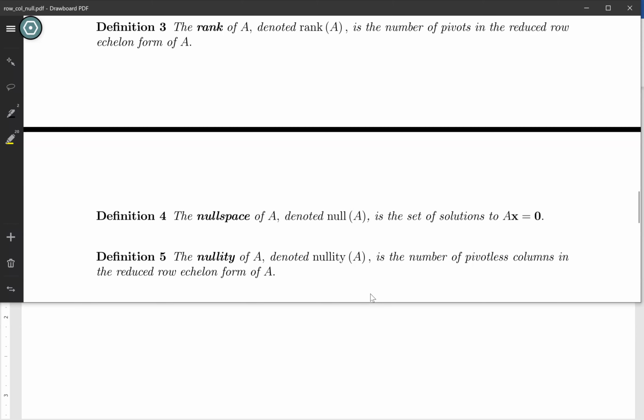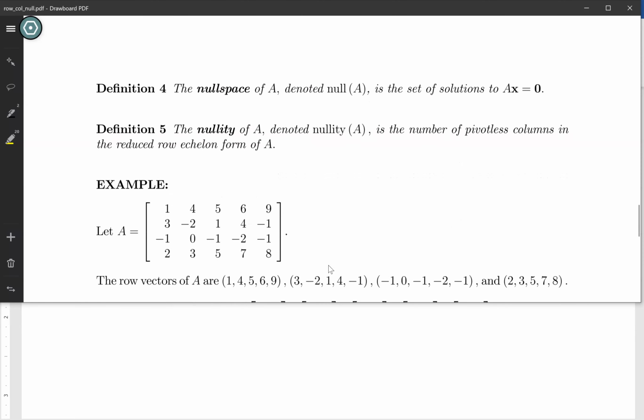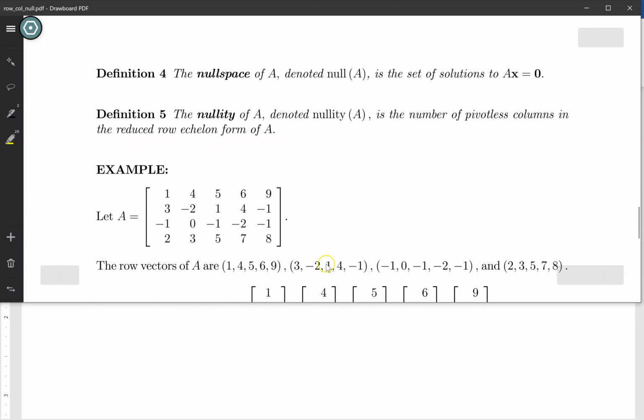And again, this idea of the number of pivots in the reduced row echelon form and the number of pivotless columns in the reduced row echelon form are things that we're going to talk about in class, why we care about those particular numbers. Like I said, right now I just want to get some definitions down. So let's look at a specific example, and then we'll leave the rest of the concepts for class.